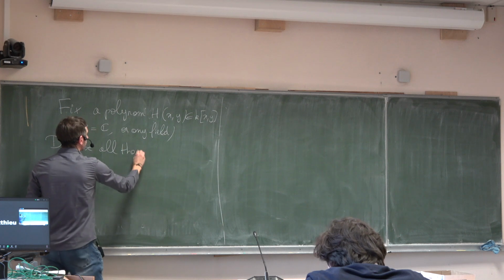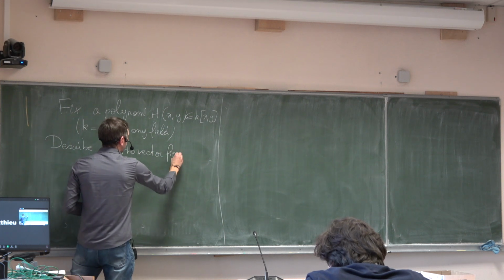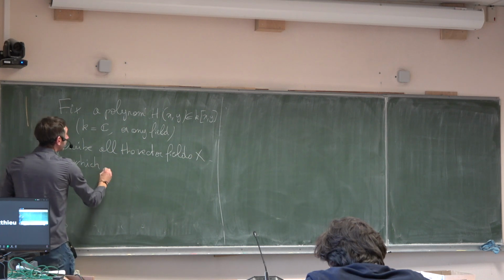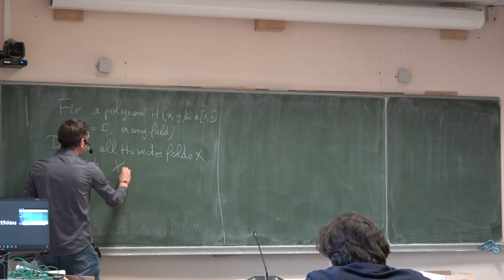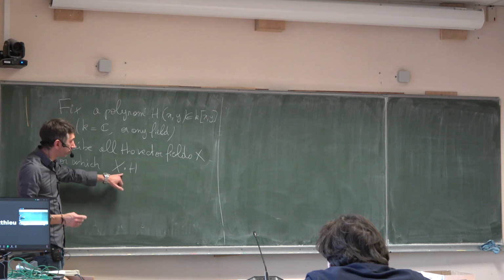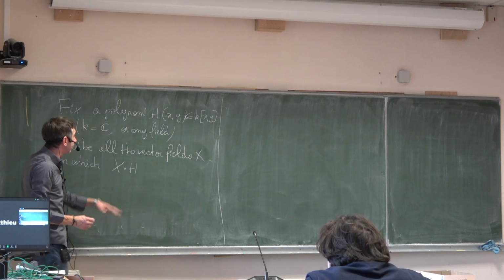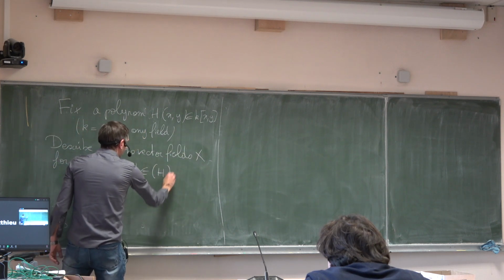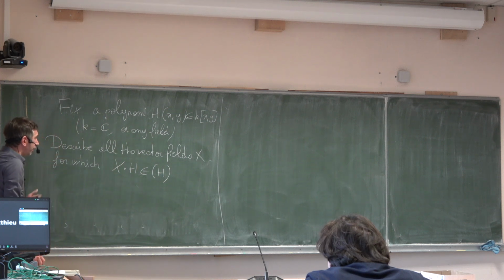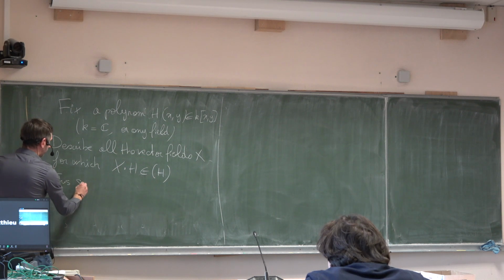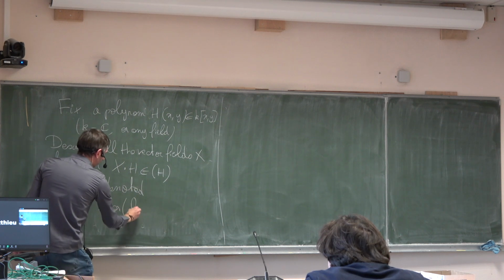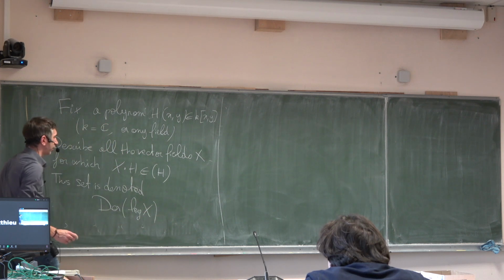Let's describe all the vector fields X for which H is a solution of X in this way: X applied to H, which is a derivative and has a meaning even if K is any field, not necessarily the complex field, the real field or even a finite field, belongs to the ideal generated by H. So in the literature, this set of vector fields is denoted by the logarithmic derivations of H. This is just a notation.